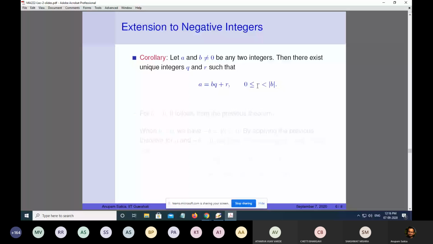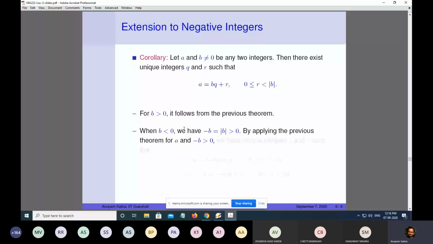So how do I prove this corollary? If B is positive, then there is nothing to prove because mod B is B, and this is just what we did before. So let's just see what happens if B is negative. If B is negative, then minus B is positive. So we can perform this operation with minus B. Let's take A and minus B, which is positive.